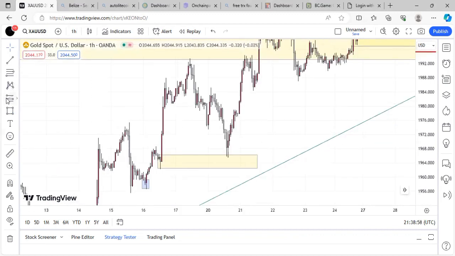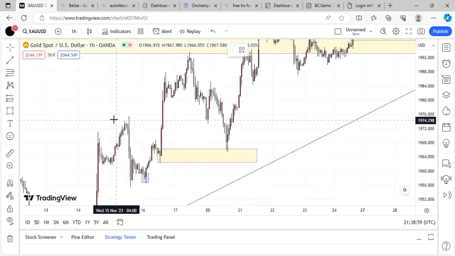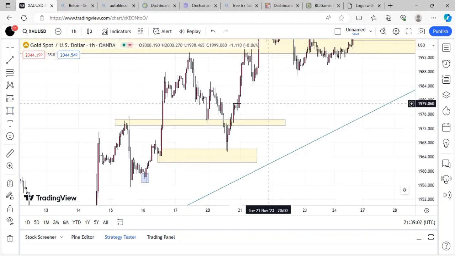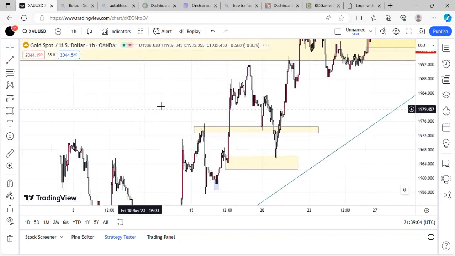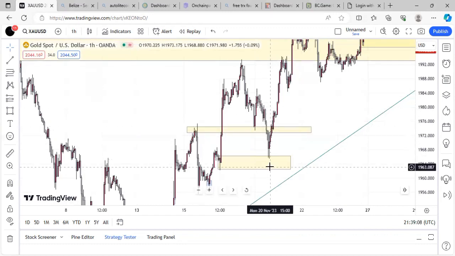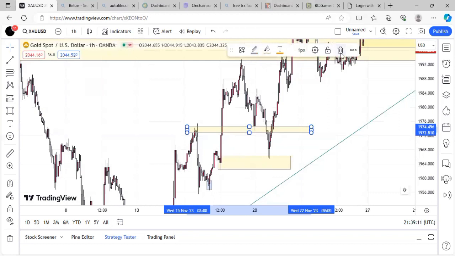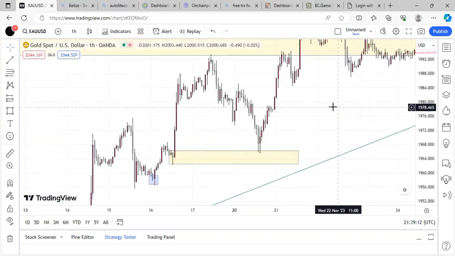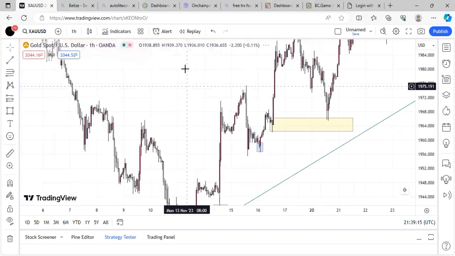I was looking out for this zone first of all, but we didn't get the entry that I was looking for on this zone. And we can see this huge drop to the downside. Now it came back to my zone. It came back to this zone.